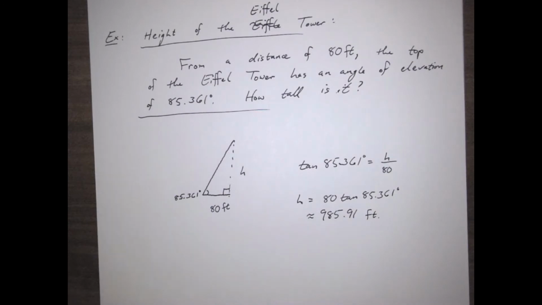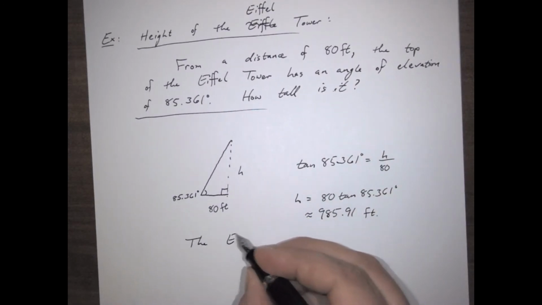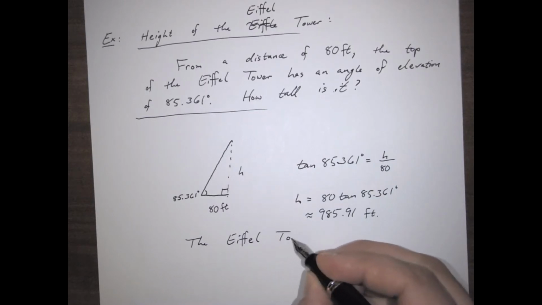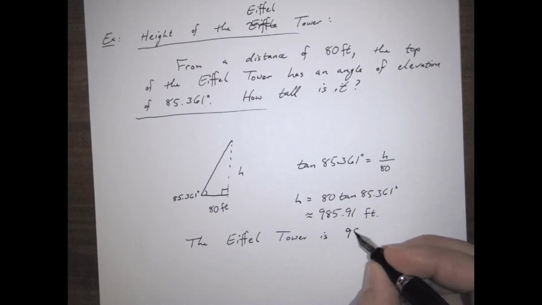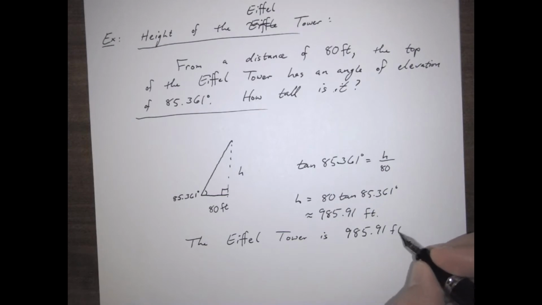And this is a word problem. Word problems deserve word answers, so we can say the Eiffel Tower is 985.91 feet tall.